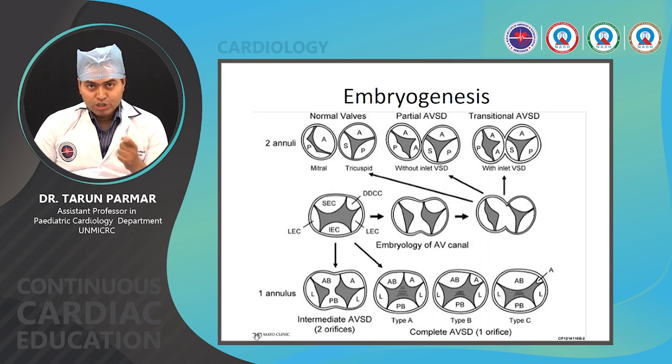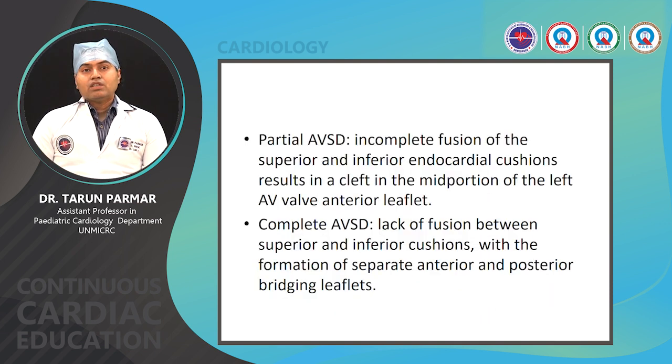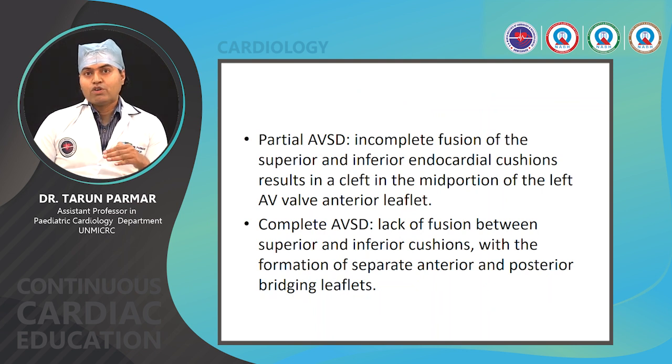So here is the embryogenesis of the partial and complete AVSD. What happens in partial AVSD? There is incomplete fusion of the superior and inferior endocardial cushions, resulting in a cleft in the mid portion of the left AV valve. In complete AVSD there is lack of fusion between the superior and inferior cushions, with the formation of separate anterior and posterior bridging leaflets, or you can say the superior and inferior bridging leaflets.